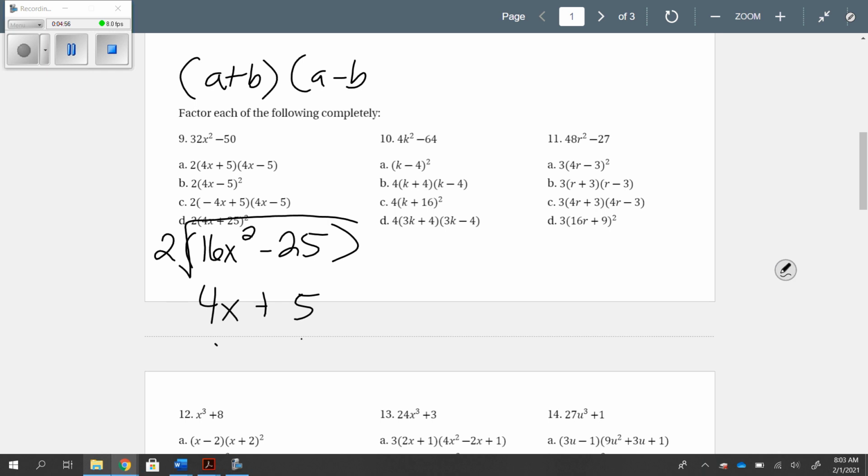One is going to be 4x plus 5. The other one is going to be 4x minus 5. And then don't forget the 2 is in front. Which answer is that? That is A.